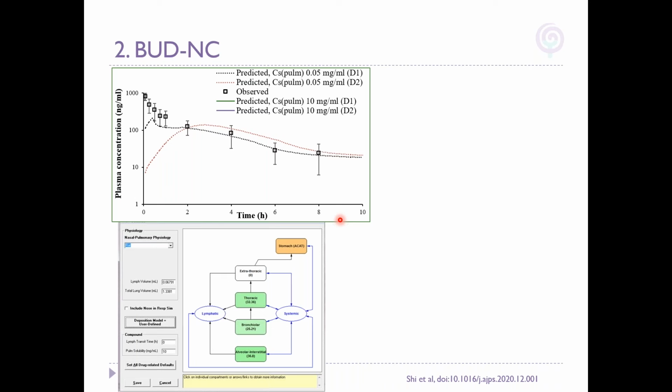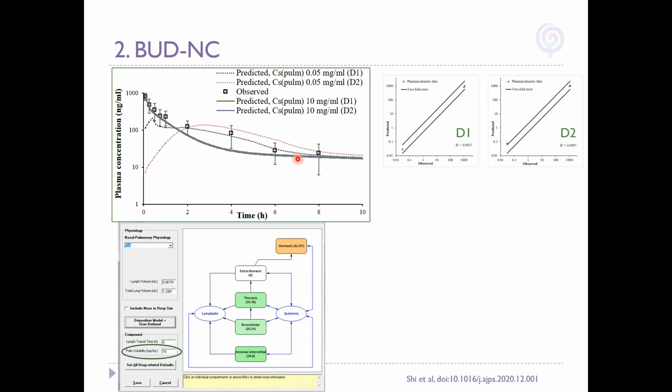Based on this assumption, we simulated a scenario where drug solubility and dissolution are not the limiting factors for absorption, so we increased pulmonary drug solubility to 10 milligrams per milliliter, and the predicted plasma concentration time profiles are represented here. And now they matched the in vivo observed profile well. These two plasma concentration time profiles partially overlap, demonstrating that both D1 and D2 deposition inputs resulted in similar prediction outcomes.